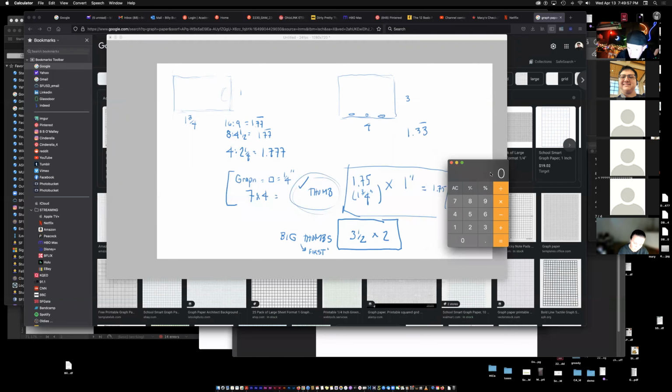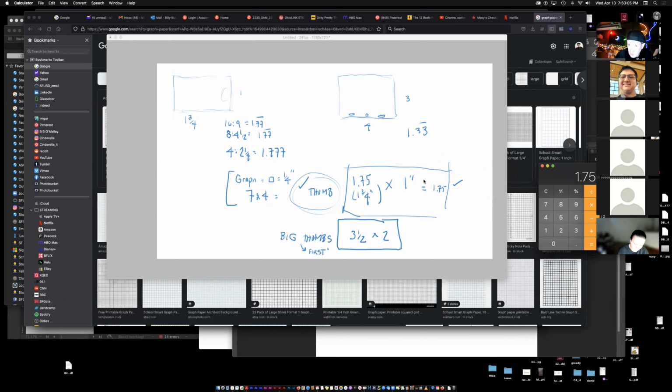So let's just double check. 3.5 divided by 2 equals 1.75. So that's the ratio we're looking at. All right, and at this point, I want to pause and just ask everybody, does everyone understand what I'm doing here? Yes. Any questions? Okay. All right, so that's our target.